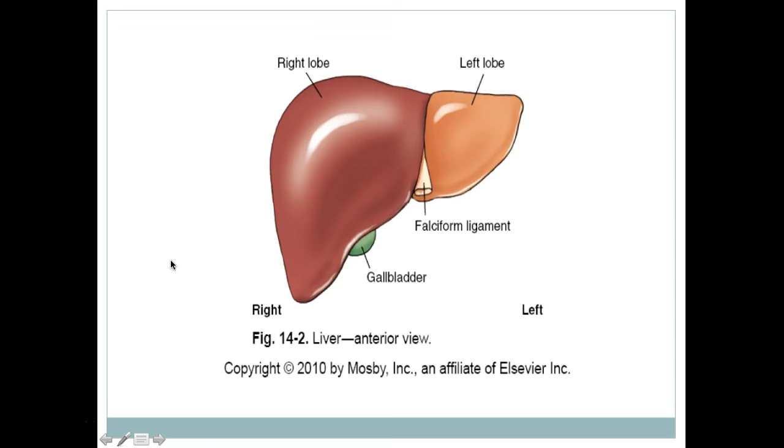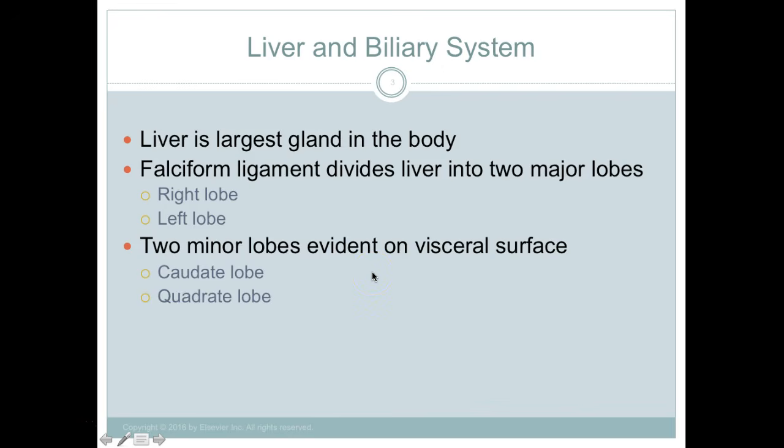So when we're looking at the liver, we have the right and left lobes with the falciform ligament and the gallbladder. The liver is the largest gland in the body. The falciform ligament divides the liver into two major lobes. So there's the right lobe and the left lobe, and there's two minor lobes that are also on the visceral surface. It's the caudate and the quadrate lobe.